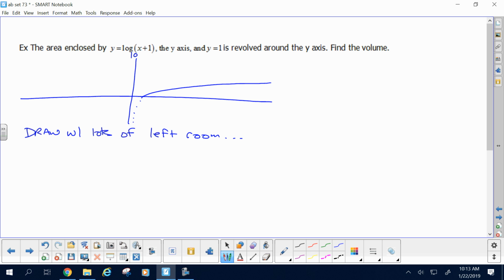If there's no base shown, it's assumed to be base 10, which is in math parlance called the common log, not the natural log. Log base 10 is the common log.